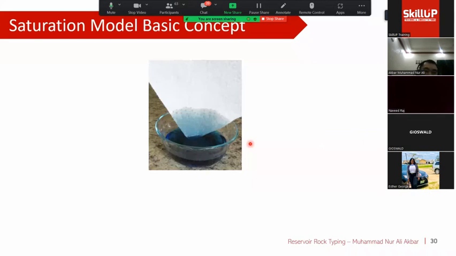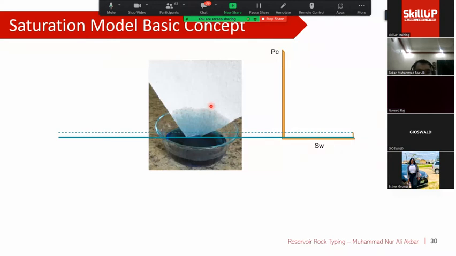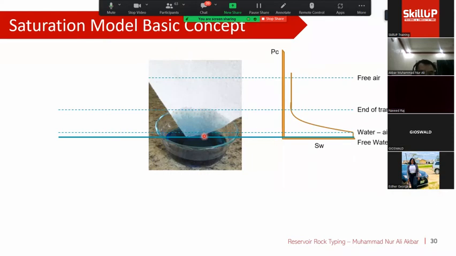We usually know that when we put a tissue or paper into water or liquid, the liquid will try to move from the bottom up to the height of the paper itself. So how can we understand the capillary pressure itself? For example, this is our reservoir, and this is our water level or aquifer. When we touch this, we will say this is our free water level, and this is what we call the oil water contact.